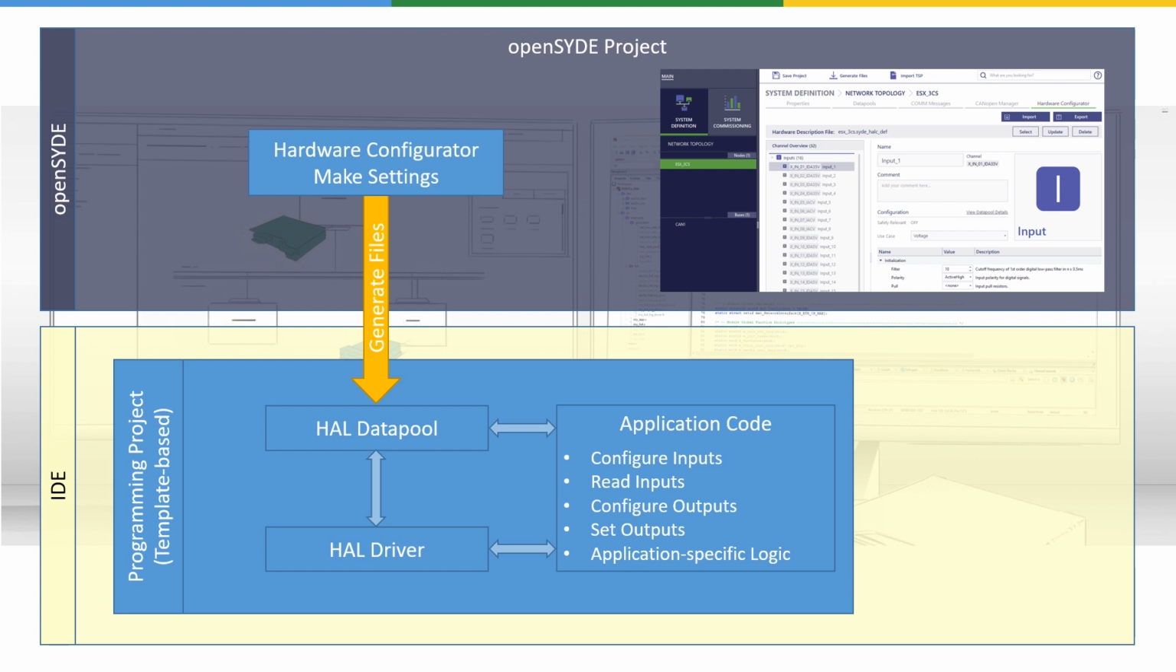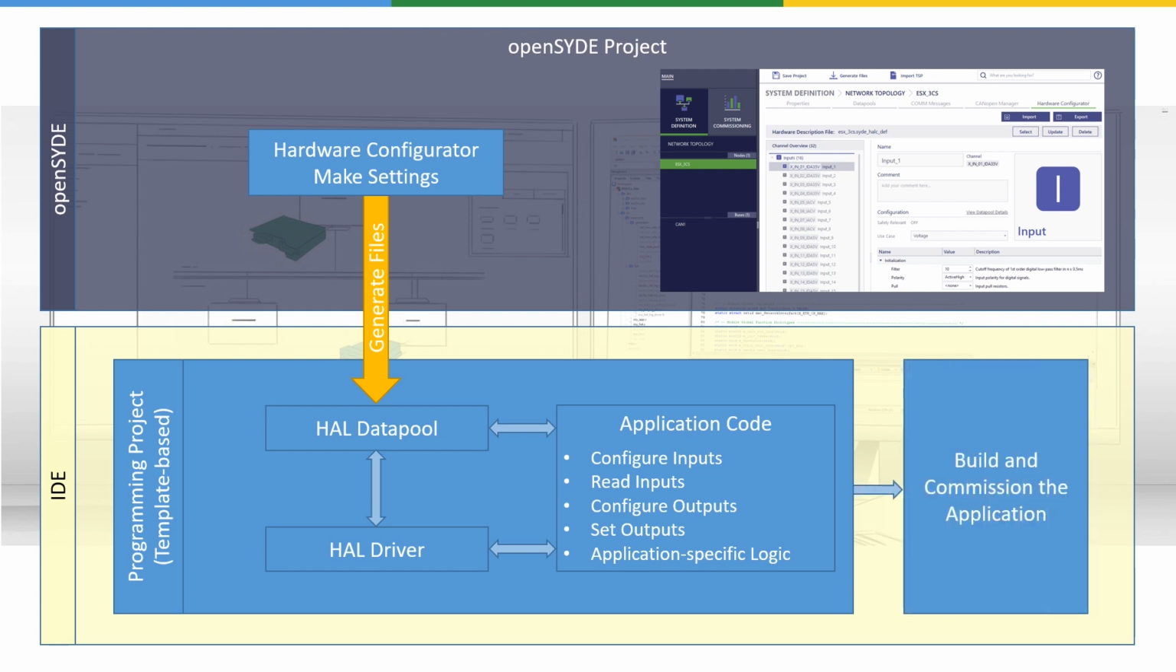The necessary programming with BIOS functions of the controller is already provided by the HAL driver. We can simply and directly use the data pools for the further application-specific logic. We put the completed application into operation on the controller. Modifications can easily be done via openSYDE. We simply repeat the steps for setting the inputs and outputs in openSYDE, generate the code, and rebuild the application.